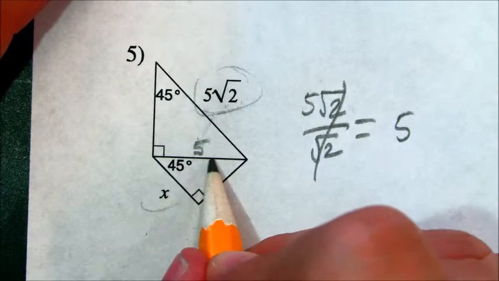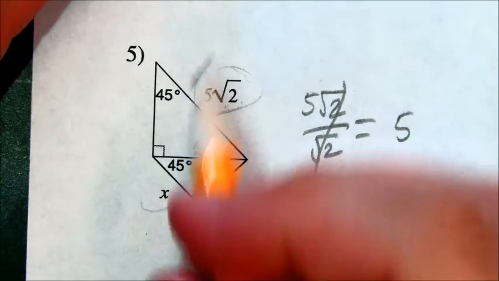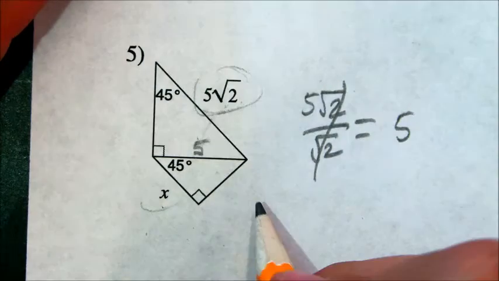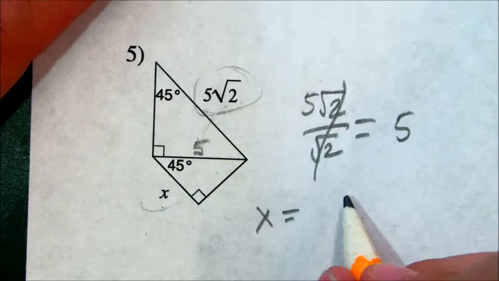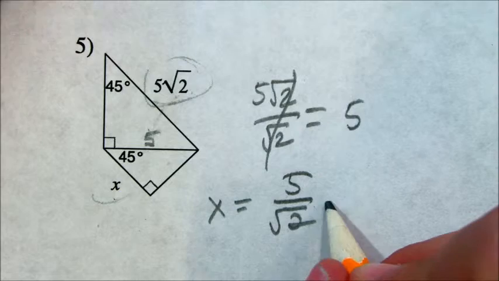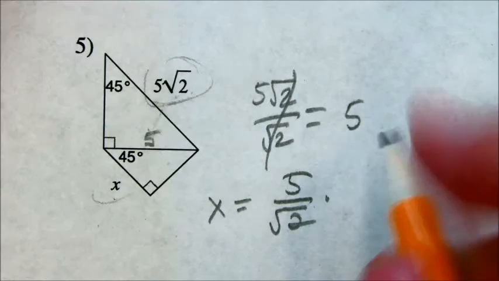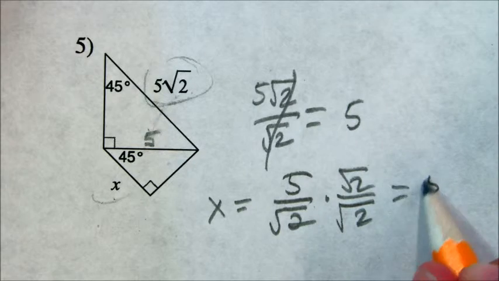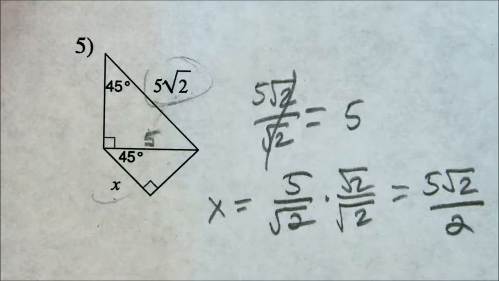That leg is also the hypotenuse of the smaller triangle. Now to go from that hypotenuse to x, do the same thing. Divide by the square root of 2. x will be 5 over the square root of 2. And now I'll rationalize the denominator because I'm at the end of the problem. I end up with 5 root 2 over 2. I'll just leave it.